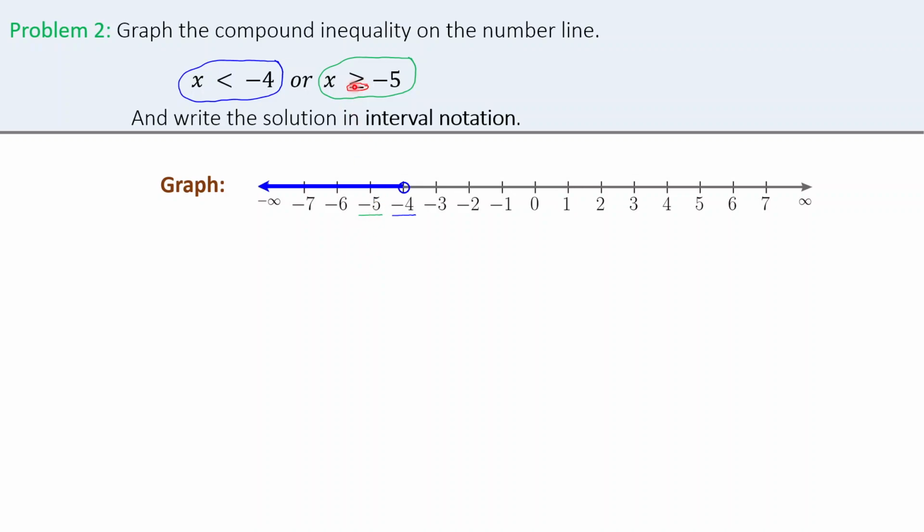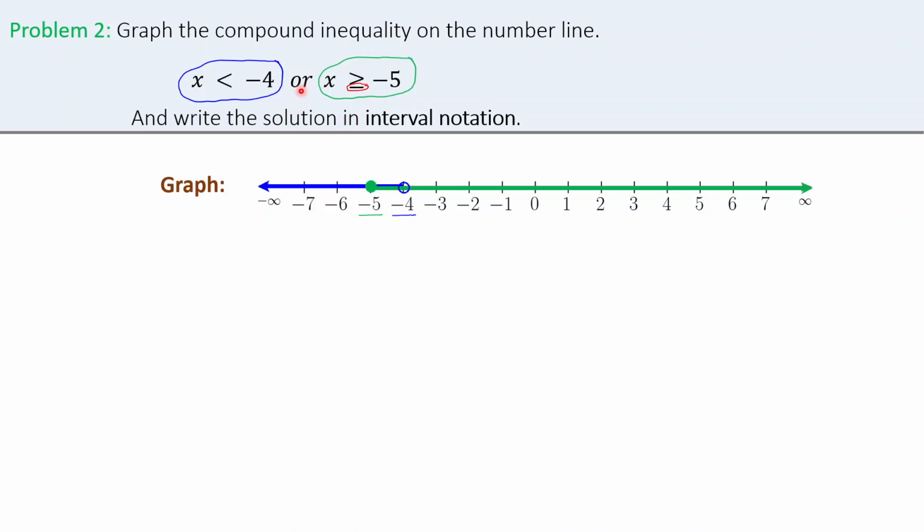There is an equal sign, so put a filled circle. This is greater than, so draw a line all the way to positive infinity. This is the graph of this inequality.